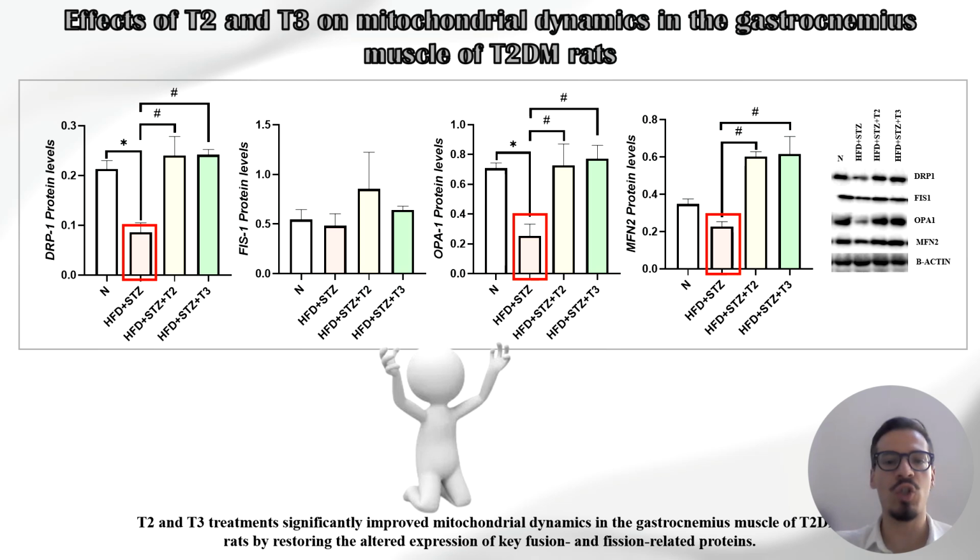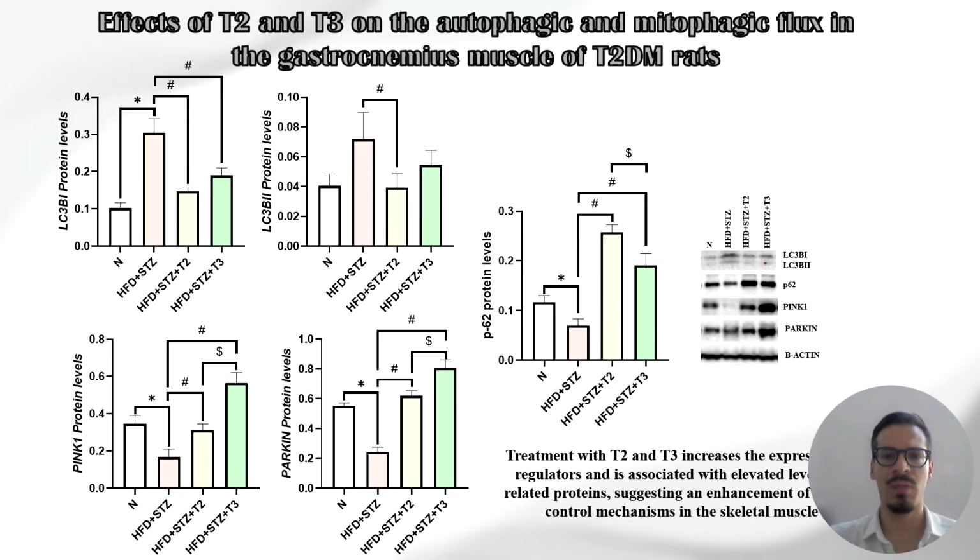FIS1 expression showed only a slight reduction in diabetic rats without reaching statistical significance. Treatment with both T2 and T3 significantly restored the expression levels of these proteins, suggesting a restoration of the molecular machinery regulating mitochondrial dynamics and consequently the maintenance of mitochondrial network integrity and function.